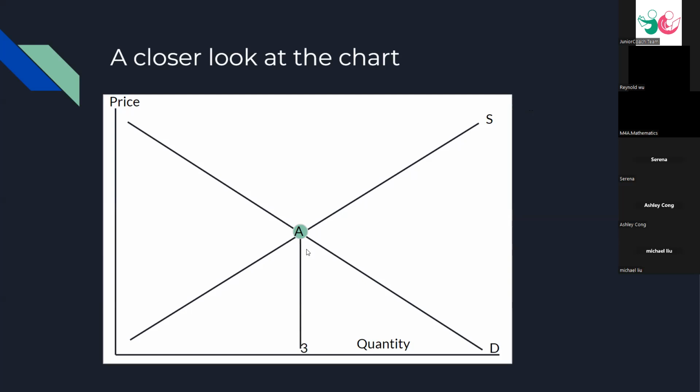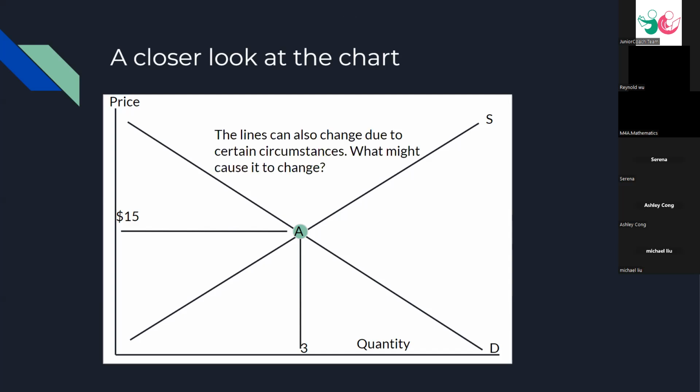And so let's say the quantity is 3, the price is $15. So in this case, there are 3 things that are supplied, and there are 3 people who each want one of those things. This is, again, when supply and demand are in equilibrium. The lines can also change due to certain circumstances.